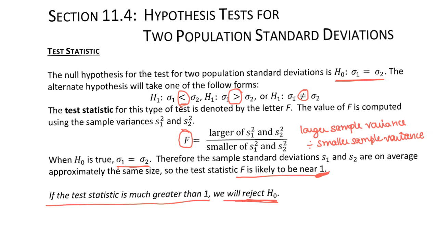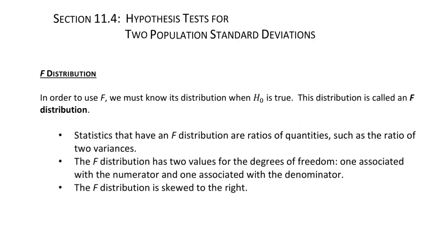In order to use F as a test statistic, we must know its distribution when the null hypothesis is true. This distribution is called an F distribution. The F distribution is the ratio of two variances. It has two values for degrees of freedom: one associated with the numerator and one associated with the denominator. And the F distribution is skewed to the right.